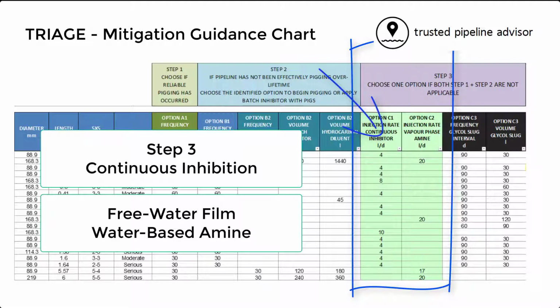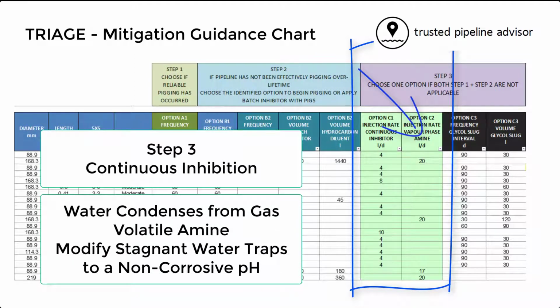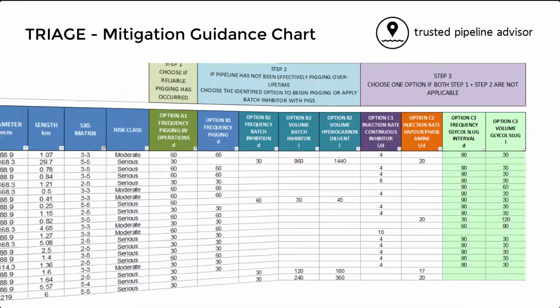If the pipeline is vulnerable to condensation of water beginning at some point along the pipeline and a free water film does not exist throughout the entire structure, then the mitigation chart suggests the use of a volatile corrosion inhibitor. This option assures that the corrosion inhibitor will be transported with the vapor and it will elevate the pH of any water trap that it encounters along the entire route of the pipeline.